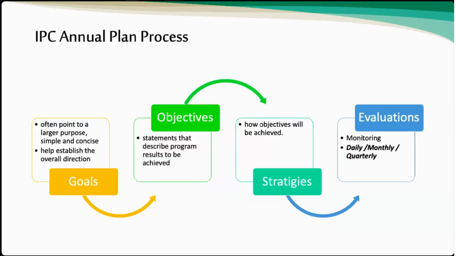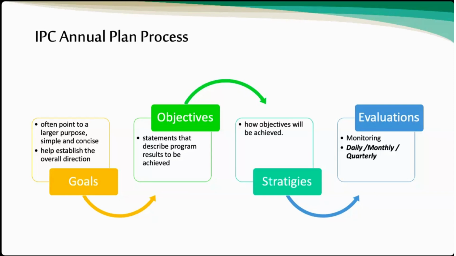We said the annual plan process contains what? It contains goals, objectives, strategies, and evaluation. So what are goals? They often point to a larger purpose, simple and concise. It helps establish the overall direction. Goals have a larger purpose and are more general than objectives.